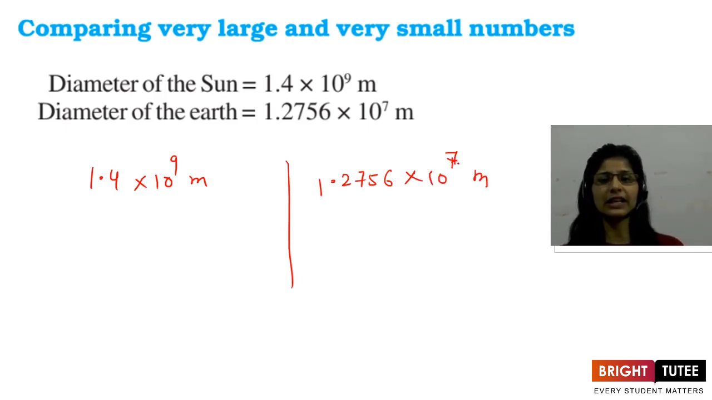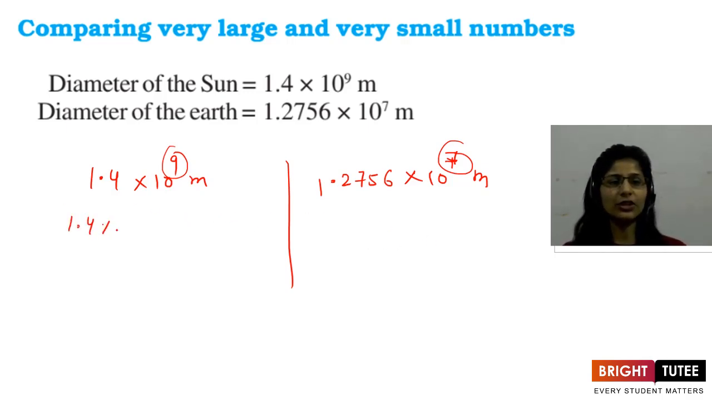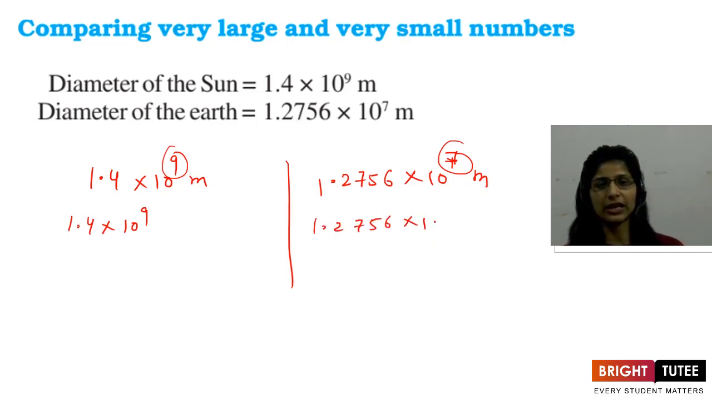So see, the powers are different, we cannot compare. So what we need to do is make the powers same. Okay, if I have to make the power same, what do I need to do? Either I make this as 10 to the power 7 or I make this as 10 to the power 9. Right, that's the only case. So for reducing the power, we need negative powers, and for negative powers, where do we have to move? To the right side, otherwise to the left side. Okay, so we have 1.4 into 10 to the power 9, and here 1.2756 into 10 to the power 7.